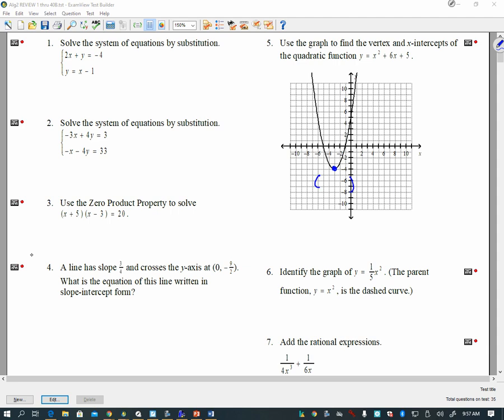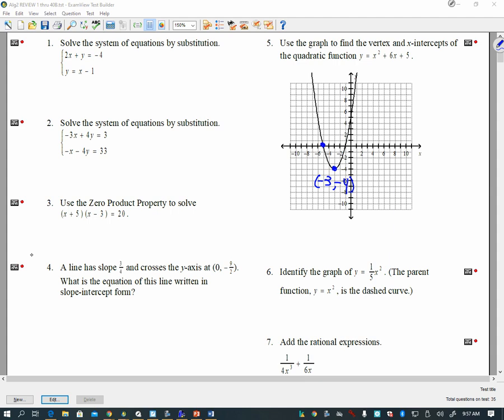We're going to count over. Okay, so what's the x value there? Okay, and what's the y value? -4. Okay, so the first part of it is the vertex is at -3, -4. Now we need the x-intercepts. What is an x-intercept? Where a graph passes the x-axis. Okay, so I see 2 places.